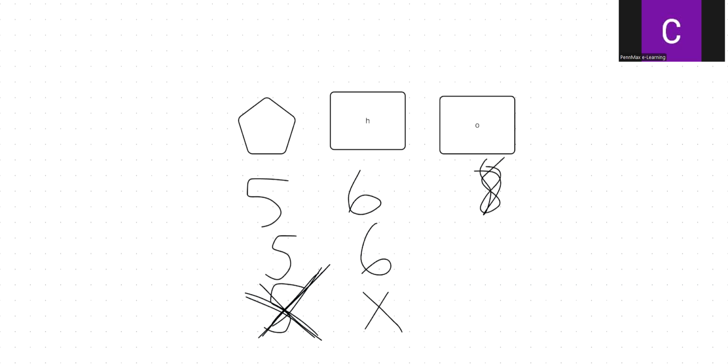Eight. So a pentagon has 5 corners, a hexagon has 6 corners, an octagon has 8 corners. A pentagon has 5 sides, a hexagon has 6 sides, and an octagon has 8 sides.